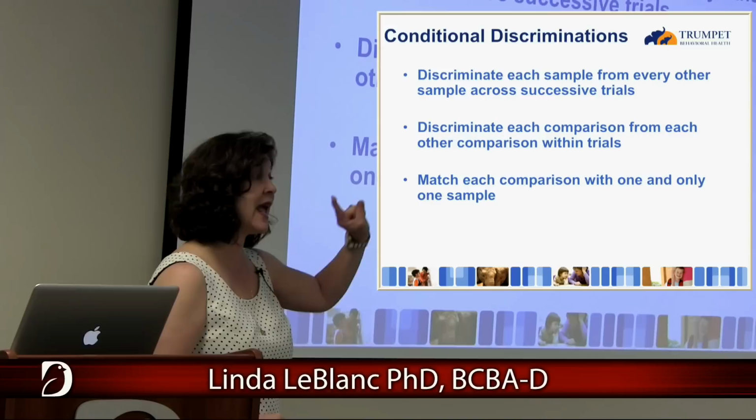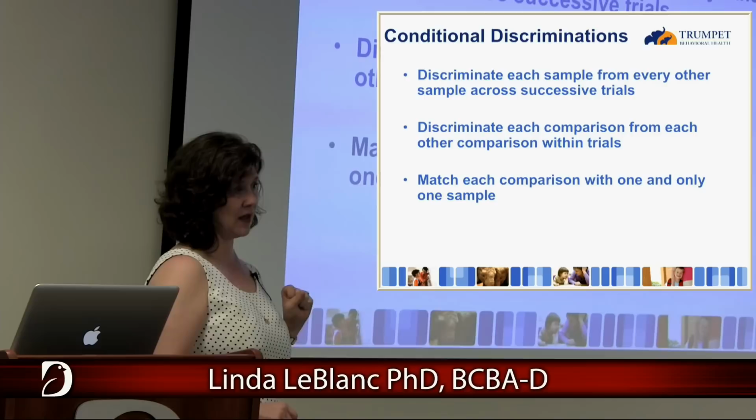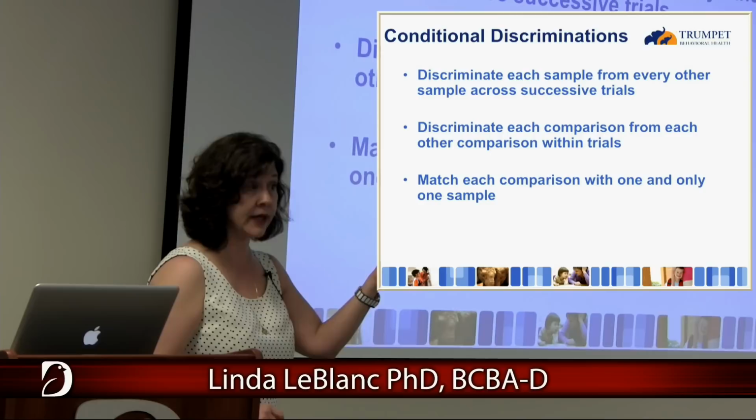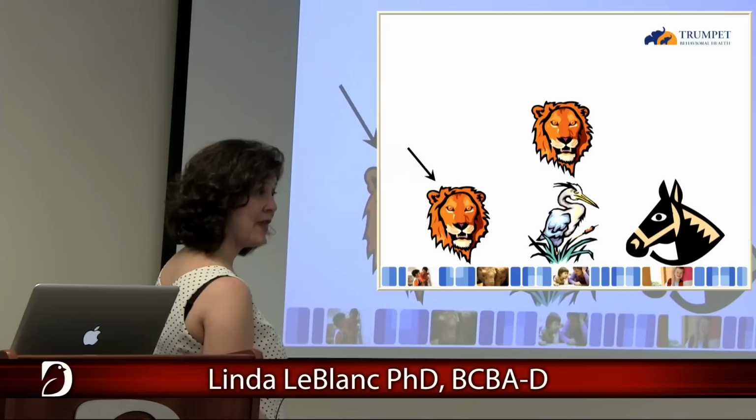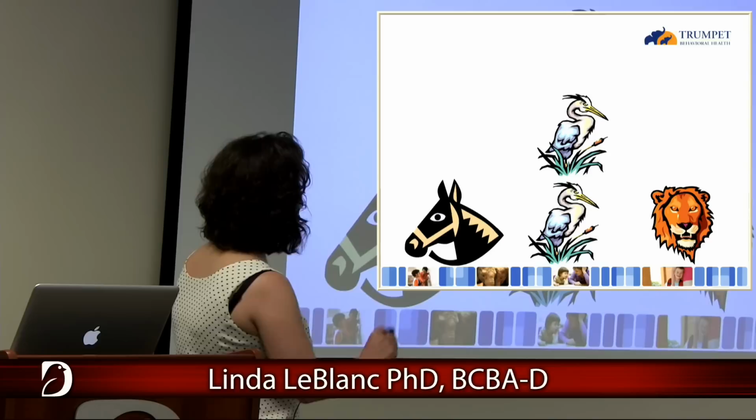The one that is fluffy is the lion, and it is the only one that is the lion, and you should only pick the lion when that word lion is spoken or that matching picture is there. So, here's what it might look like. Here is my sample. Here are my comparisons. That's the right one. On the next trial, they have to discriminate that the sample varies on trials. Now the sample is a different one. This and only this is the correct one.